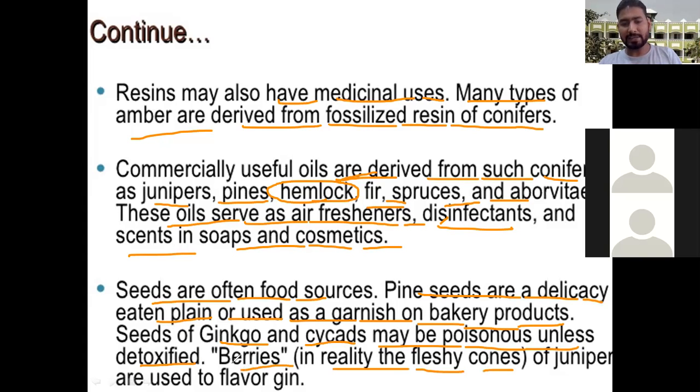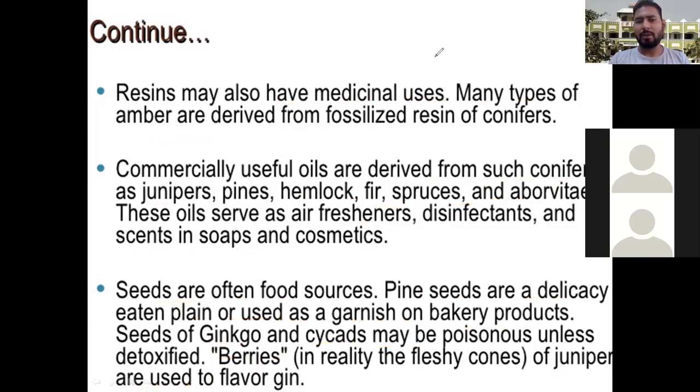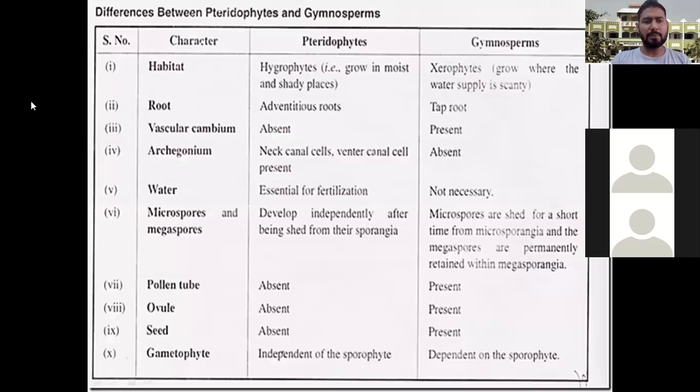Berries, in reality the fleshy cones of juniperus, are used as a flavoring for gin. So berries are also used as a flavoring for gin. Clear? So this is the economic importance.